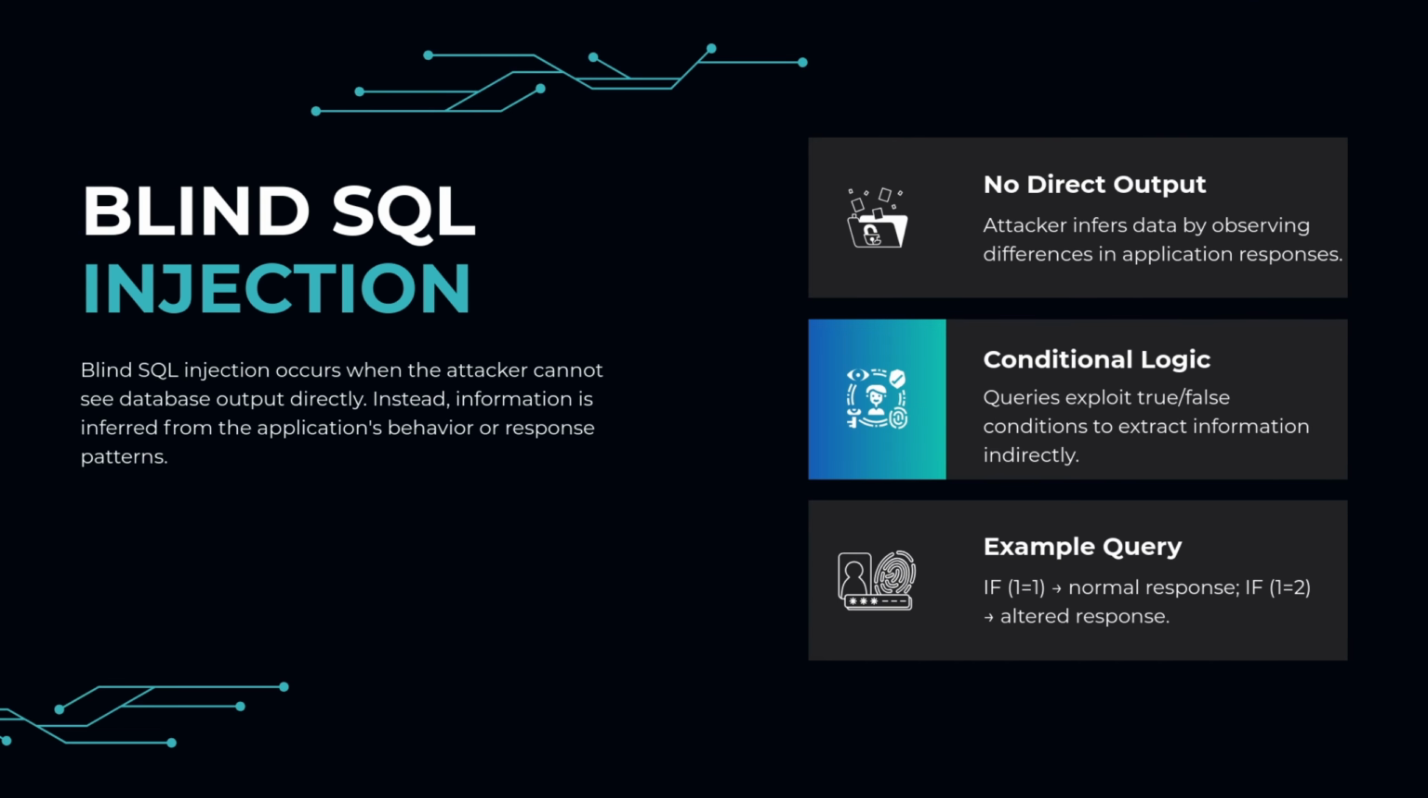Then, what is blind SQL injection? Blind SQL injection occurs when the attacker cannot see database output directly. Instead, information is inferred from the application's behavior or response patterns. So, now that we know what blind SQL injection is, let's get hands-on with the lab.